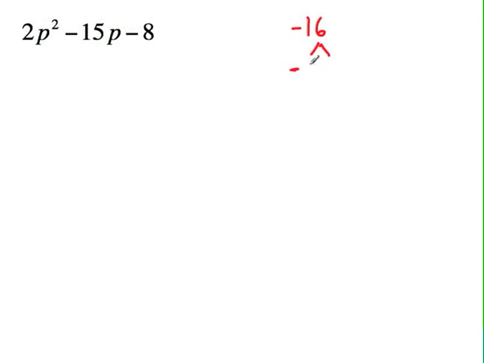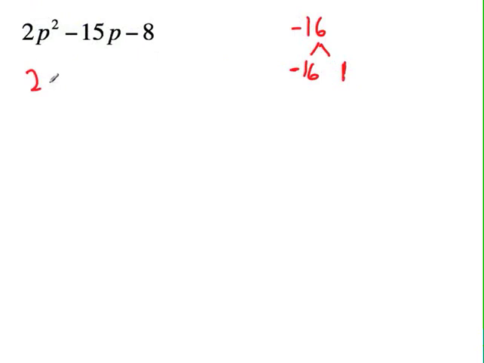We need 2 things that multiply to negative 16 but give me negative 15. Well, one of them is going to be negative and the other one's going to be positive, because a negative and a positive is the only thing that can give you a negative. So I'm going to go negative 16 and positive 1. If I chose negative 1 and positive 16, that would make this positive, but I want it to be negative. Negative 16 plus 1 is negative 15, which is perfect.